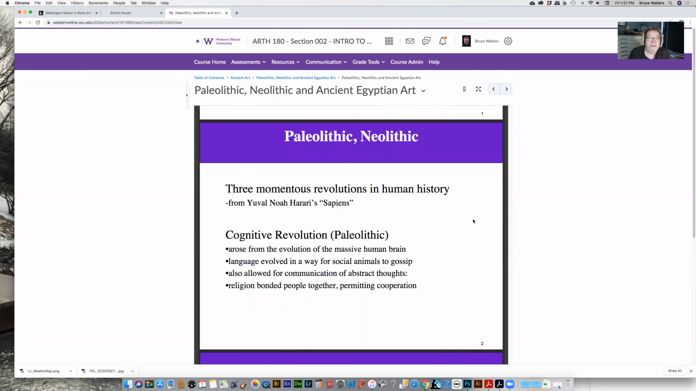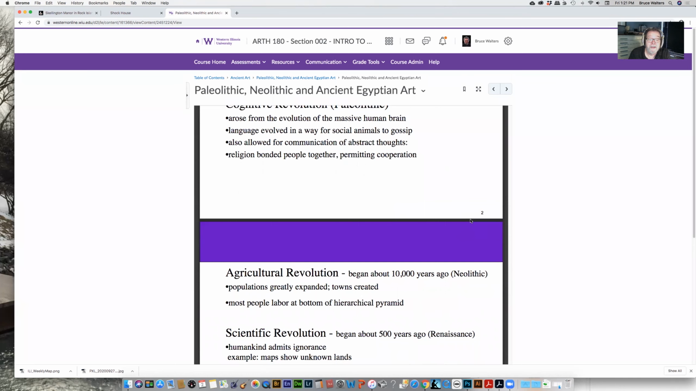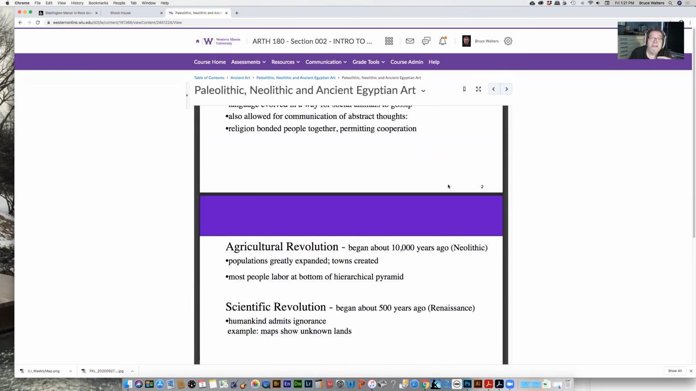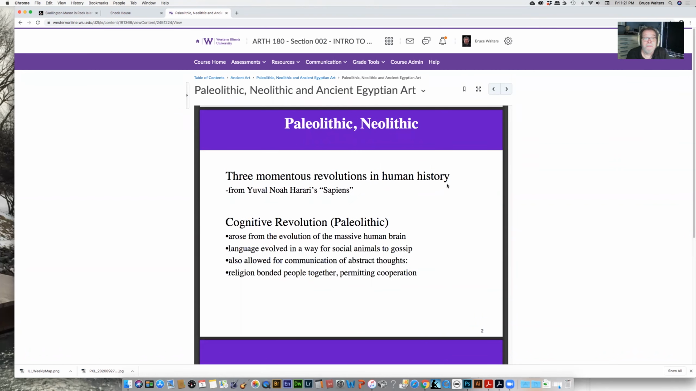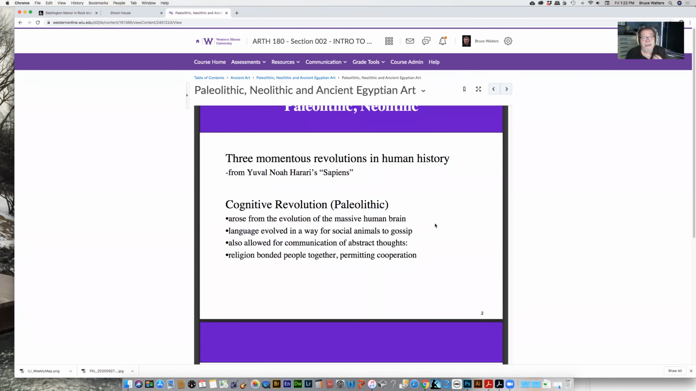Some of the terminology, the cognitive revolution, agricultural revolution, and then later the scientific revolution, came from a book I read maybe a year and a half ago called Sapiens. The author basically tells the sweep of the human story. And he speaks of that, that with the development of language, abstract thoughts and religion could now be communicated, and it would change the way that we interacted.